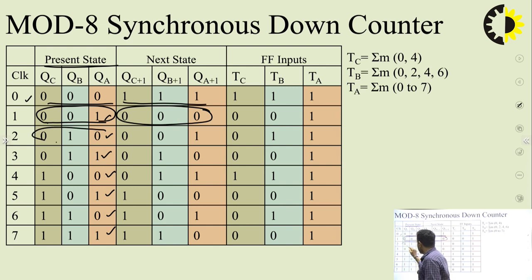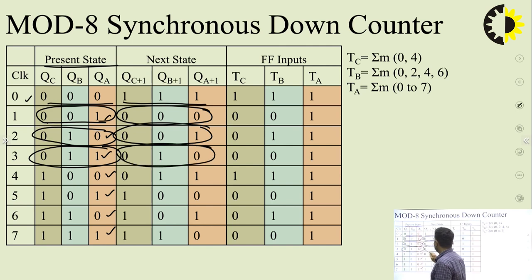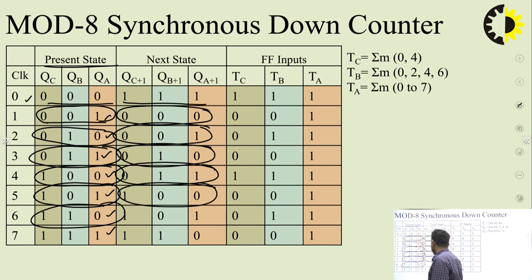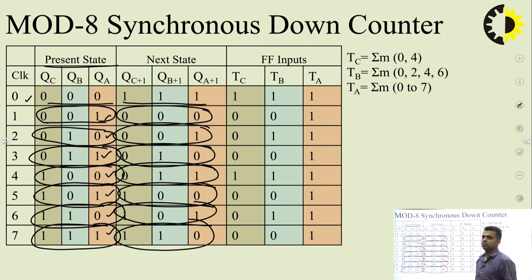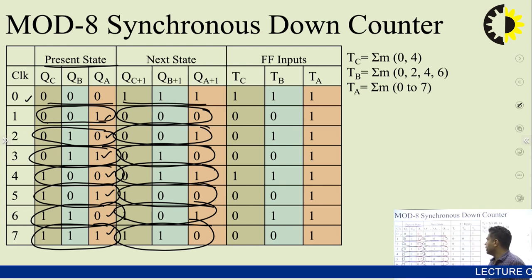Similarly, if 010 is the present state, that means if 2 is my present state, what will be the next state? If it is a down counter, after 2, I will be getting 1. That means 001 is my next state. Similarly, if 3 is my present state, 2 will be my next state. If 4 is my present state, then 3 will be the next state. If 5 is the present state, 4 will be the next state. If 6 is the present state, 5 will be the next state. Similarly, if 7 is the present state, 6 will be the next state. So, the present to next transition gives 1 minus the present state as the next state. Okay. The rest of the procedure is exactly similar.